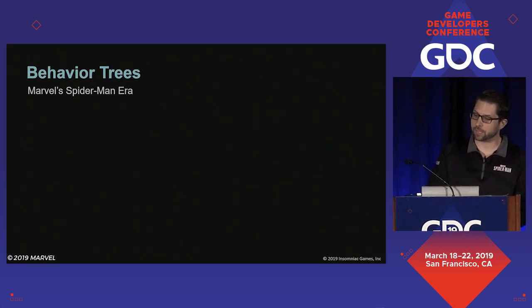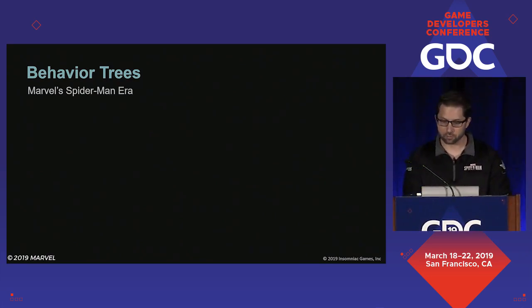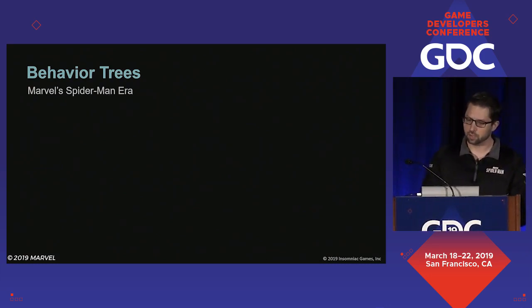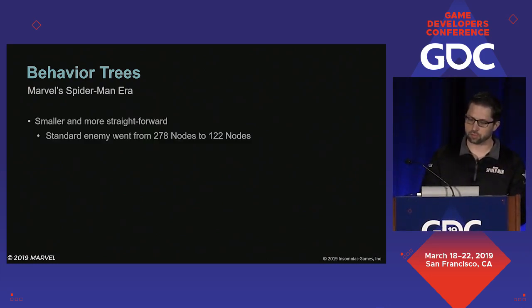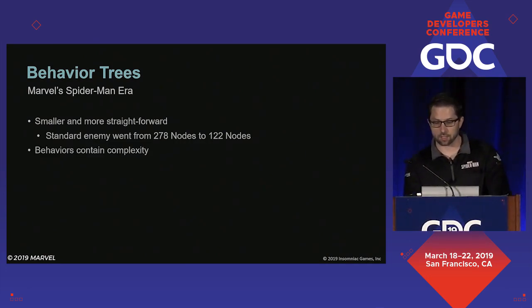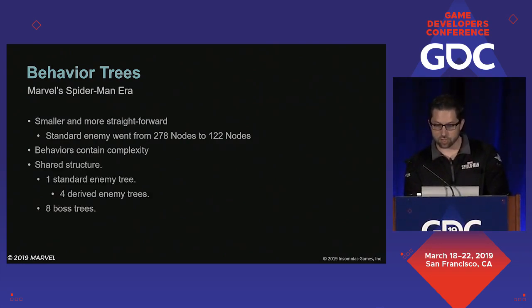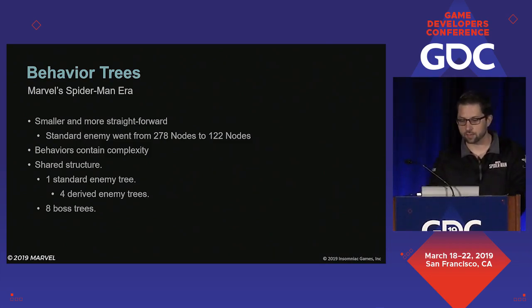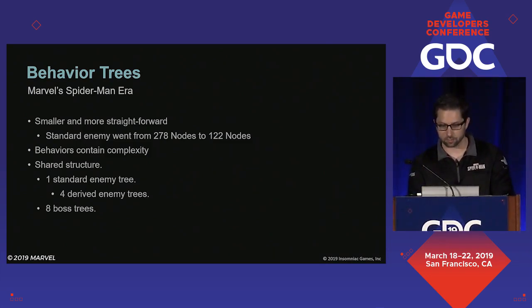For Marvel's Spider-Man, we recognized that we could not have unique behavior trees or even subtrees for each of the 50+ bot classes. We gradually started moving towards trees that were smaller and more straightforward, with behaviors that contained a lot of the complexity and logic that was previously entangled in the callback functions. This meant that we could share structure and behaviors. Nearly all of our standard enemies use exactly the same behavior tree and set of behaviors.